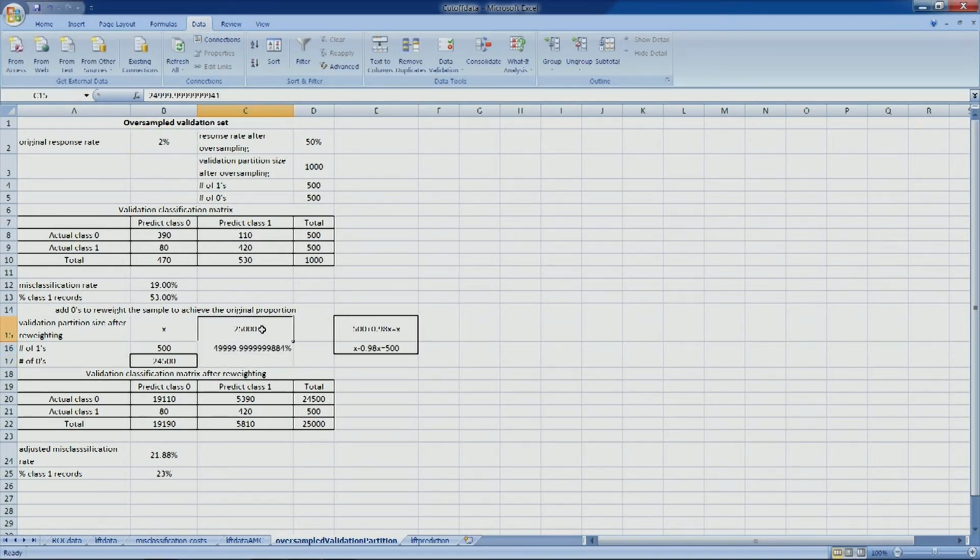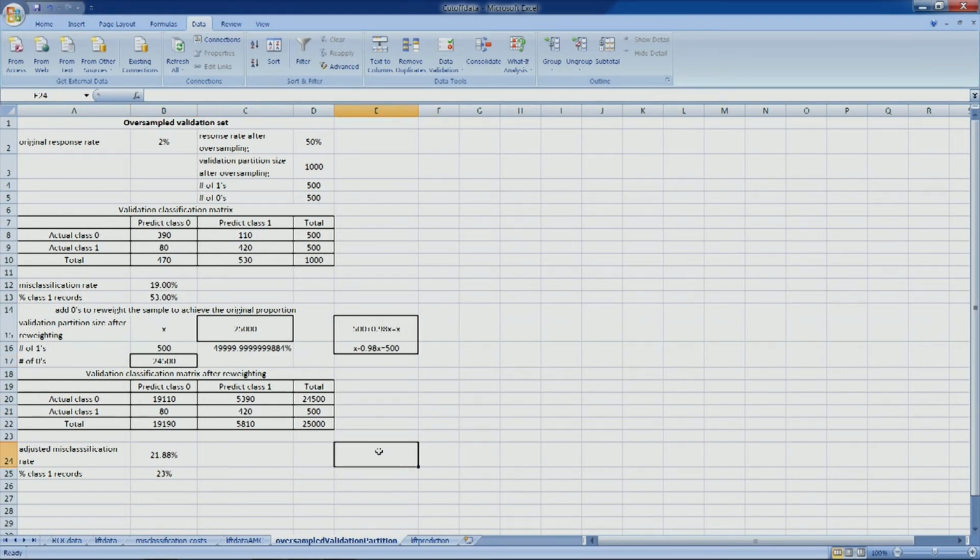Now as we saw, we can run the goal seek function, and we will get this value 25,000 here. This 25,000 is the size of the validation partition after reweighing. Now 500 ones were there, so the remaining number of zeros can be very easily computed using this formula, or manually as well for this particular case. So 24,500 zeros are to be there.